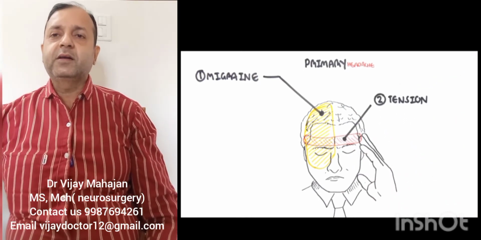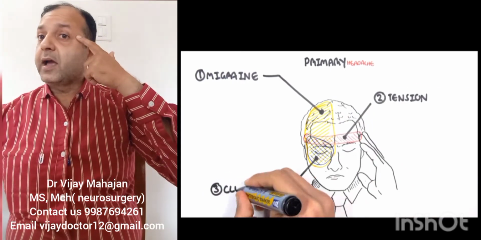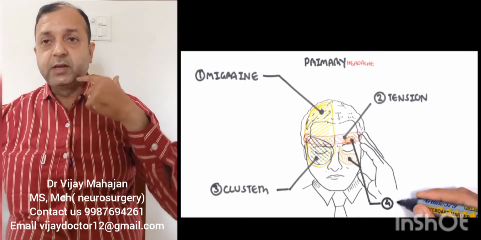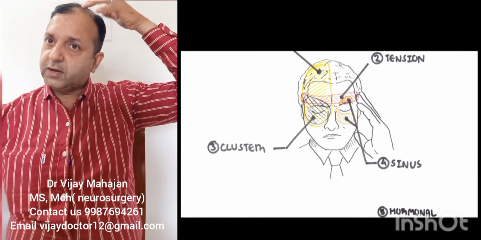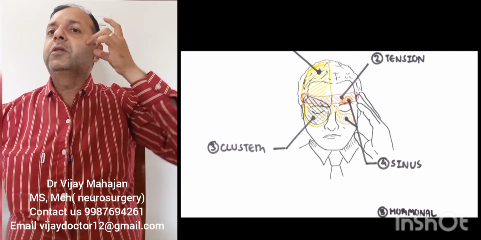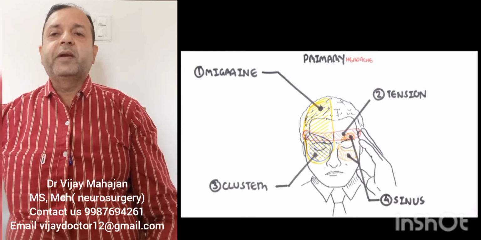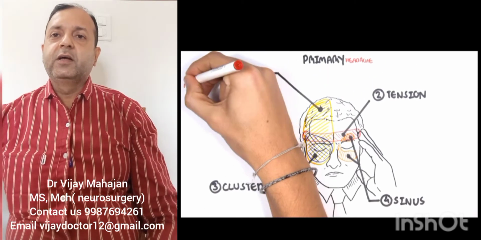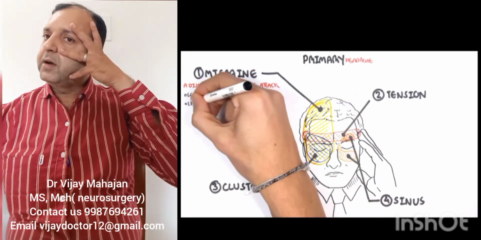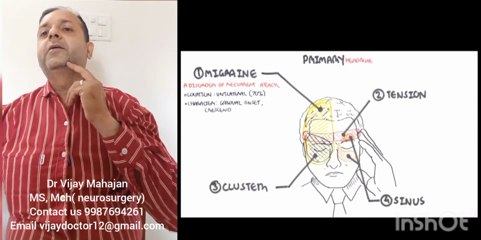Then comes our cluster headache. Cluster headache also starts from the upper eyelid up to the zygomatic process, or it may extend up to the mandible. Sometimes this cluster headache is also seen arising from the middle of the cranium and reaching up to the arch of the mandible. A common example of this is trigeminal neuralgia, which is seen in the distribution of the fifth nerve, known as the trigeminal ganglion, innervating the frontal, the maxillary, and the mandibular region.